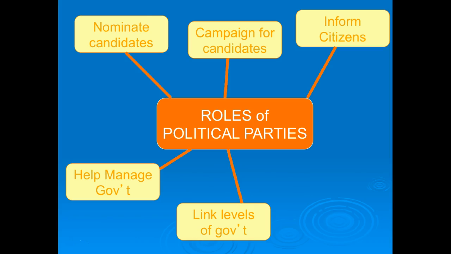They link different levels of government, right? So at the state, local, and the national level, people of the same party are connected. And they perform a watchdog role. They kind of keep track of the other party. So the party in power is watched closely by the party that's not in power. So Democrats right now are playing a watchdog role over Republicans.